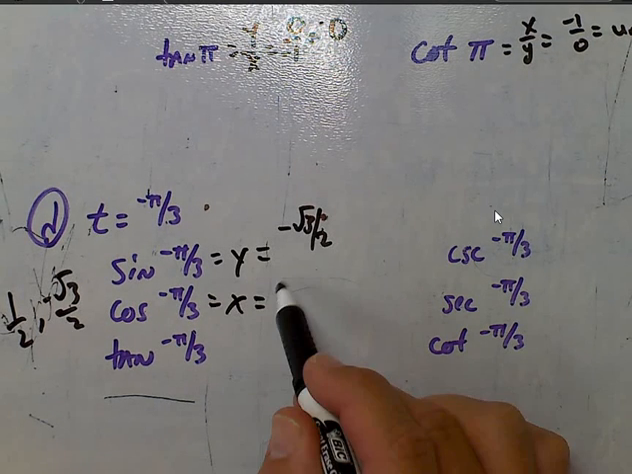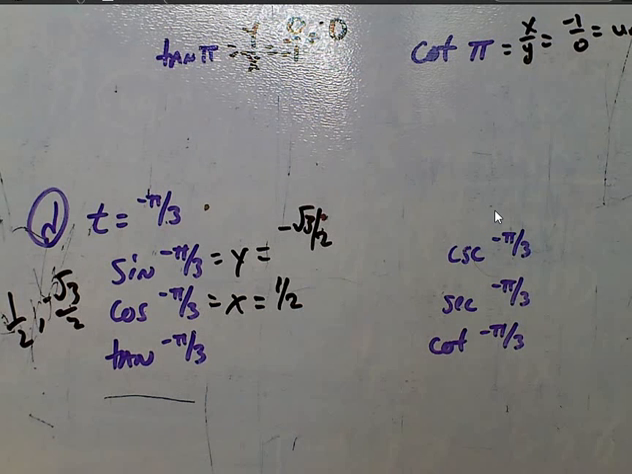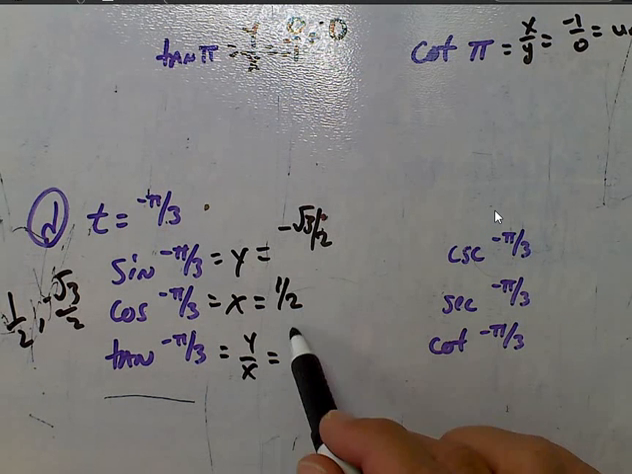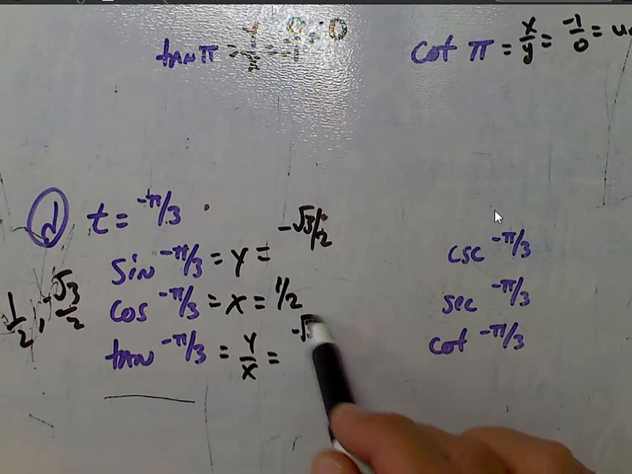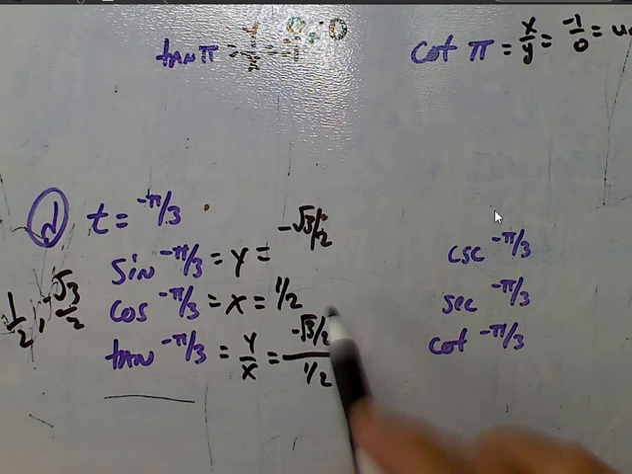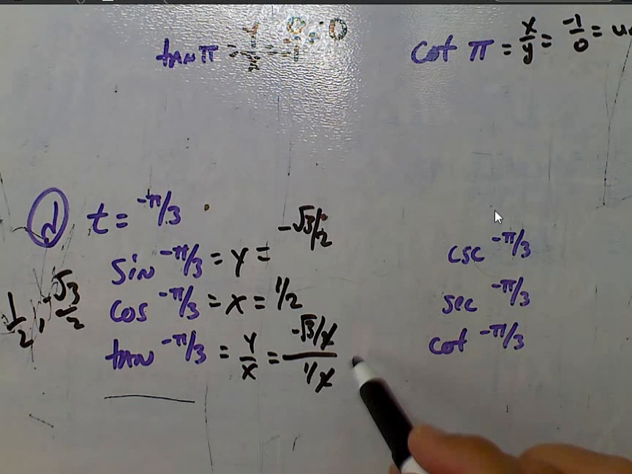Tangent again is y over x, so I have to take negative square root of 3 over 2, divide that by 1/2. Since they both have a 2 in the denominator, they cancel, leaving negative square root of 3 divided by 1, which is negative square root of 3.